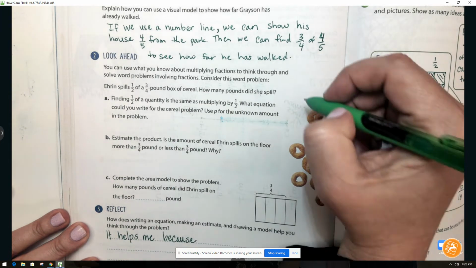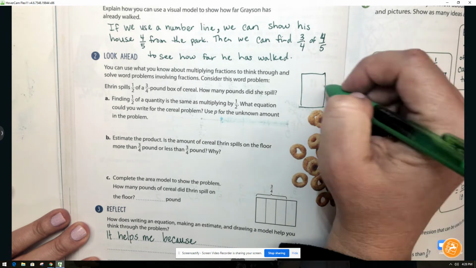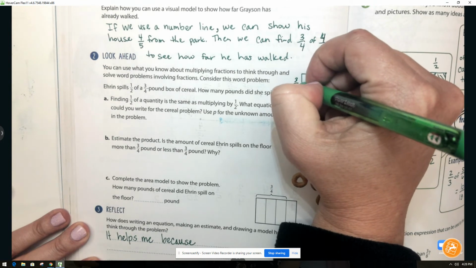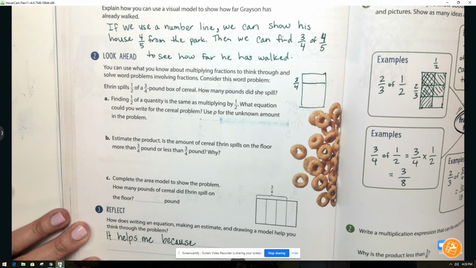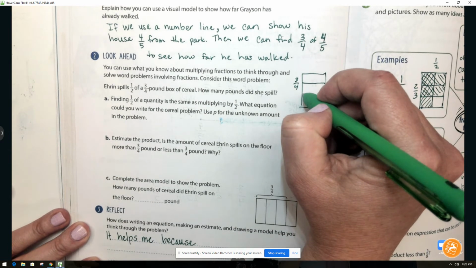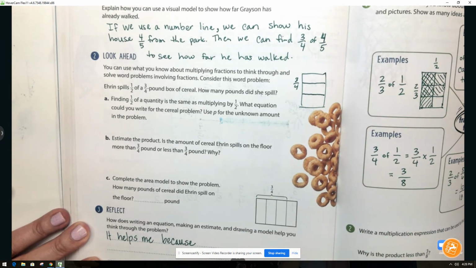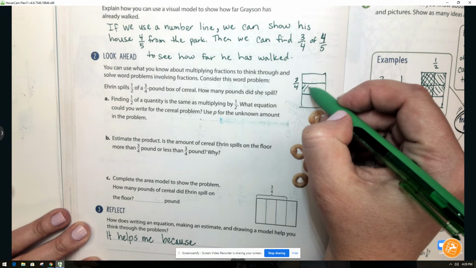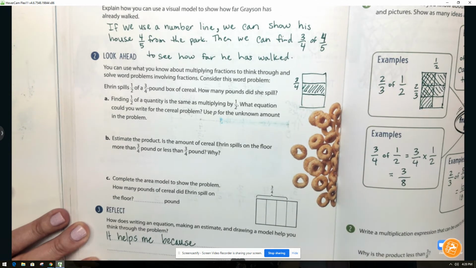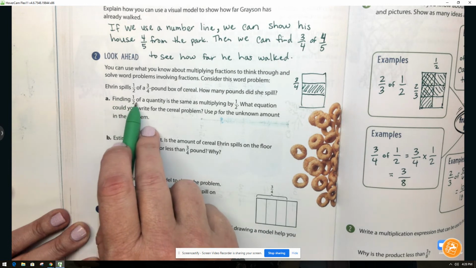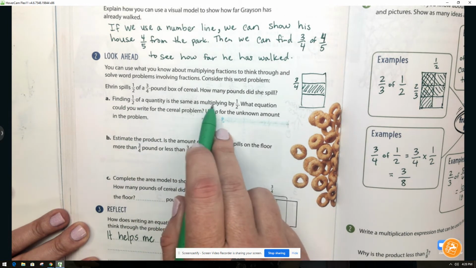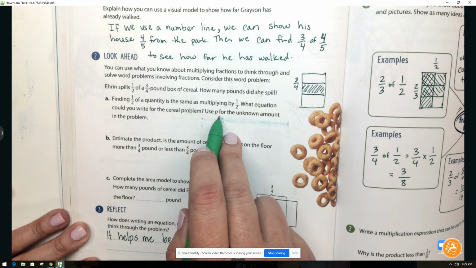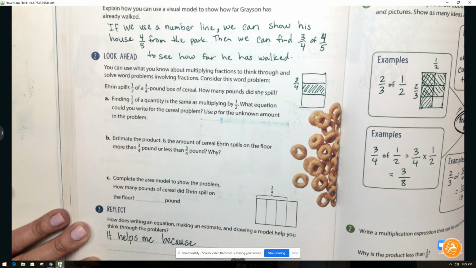So if she had a box of cereal, and that box of cereal was filled 3/4. So this is 3/4 up here of the box of the cereal. And then Aaron accidentally spilled half of what was in that box of cereal, and she spilled it onto the ground. We want to know, how much did she spill? How much fell out of her box of Cheerios? So if we find 1/2 of a quantity, it's the same as multiplying by 1/2. What equation could you write for the cereal problem? Use P for the unknown amount in the problem.